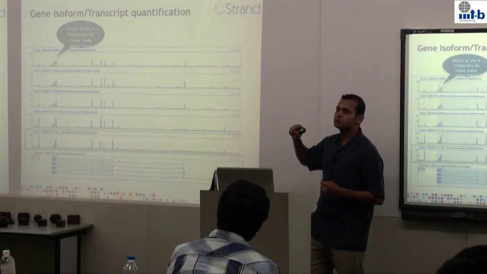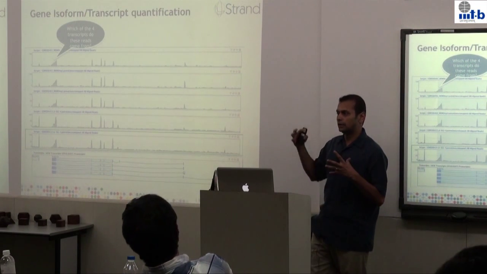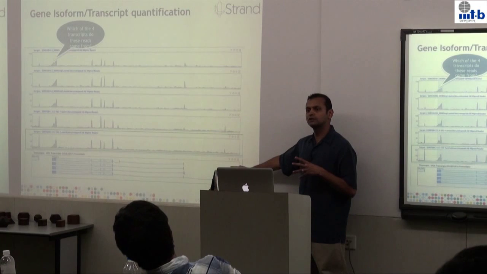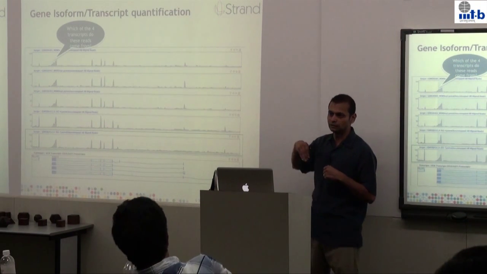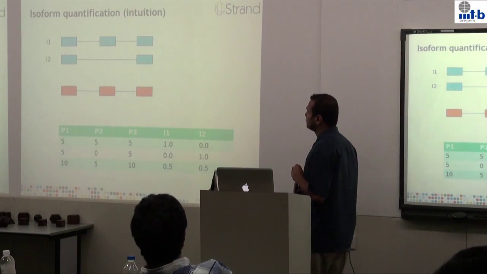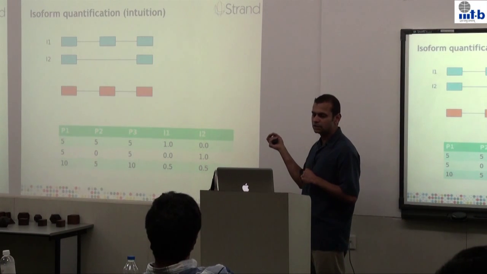The signal that I'm seeing is a combination of all the 4 transcripts. I can figure out whether this gene is active or not, but it's difficult to figure out which of these transcripts are contributing to that signal. So it's a deconvolution problem that I want to understand. So just to give you a quick intuition of how it's been done.